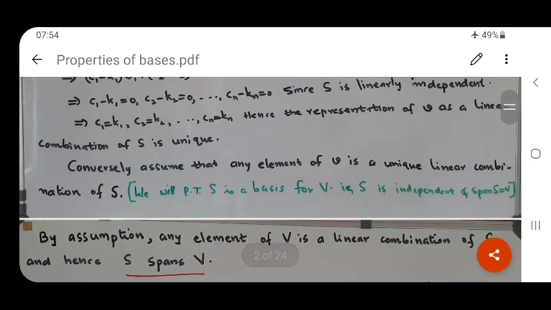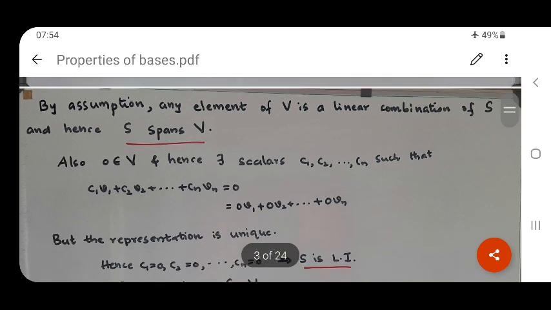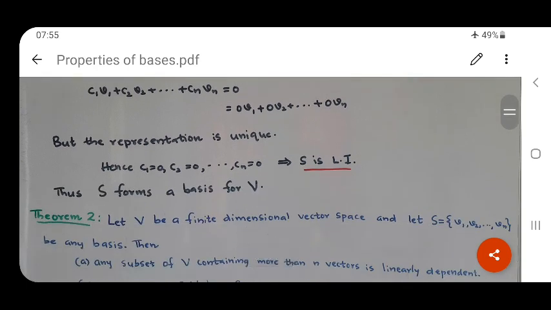Conversely, assume that any element of V is a unique linear combination of vectors of S. So immediately it means S spans V. Now it is enough to prove that the elements of S are linearly independent. So consider c1 v1 plus etc. plus cn vn equal to 0. But the vector 0 also has the representation 0 v1 plus etc. plus 0 vn, and the representation being unique, each ci equal to 0, and therefore S is linearly independent and hence is a basis for V.